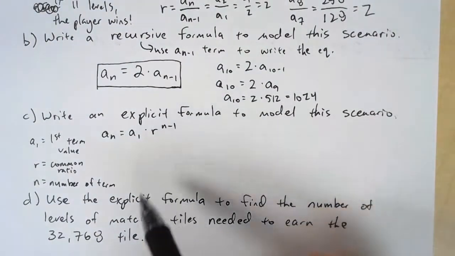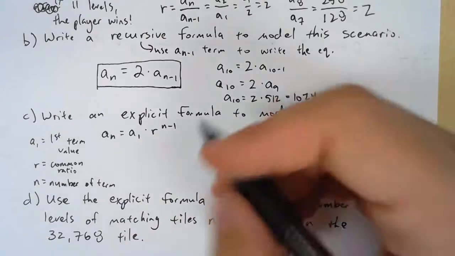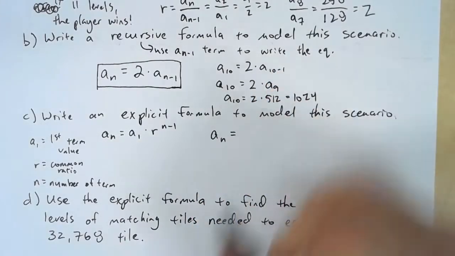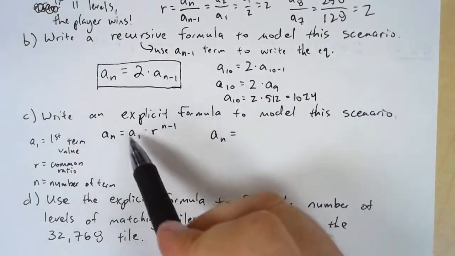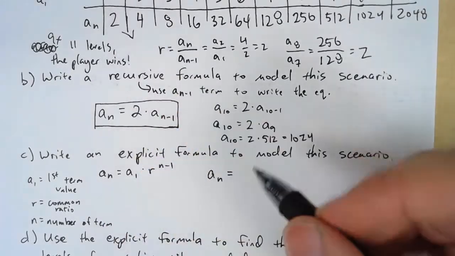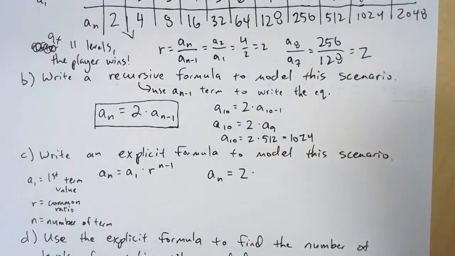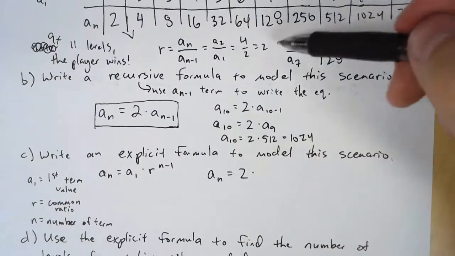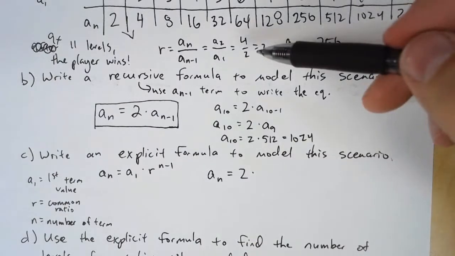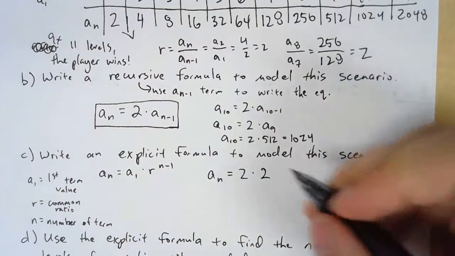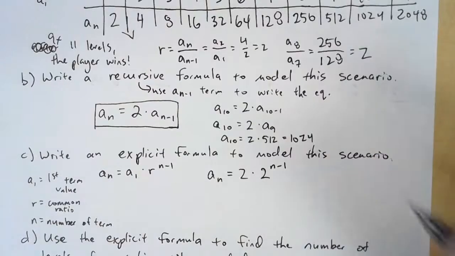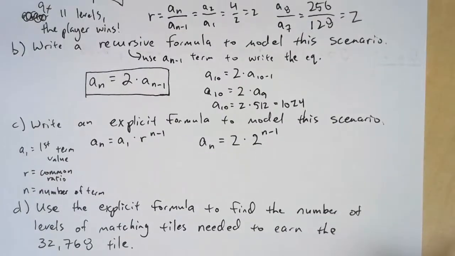So let's write in what we know. We're going to keep our a sub n equals, and substitute in our first term value, which is 2. Our common ratio, which we've calculated a couple times up here, is 2. So 2 times 2 to the n minus 1 power. Okay, that's our explicit formula.